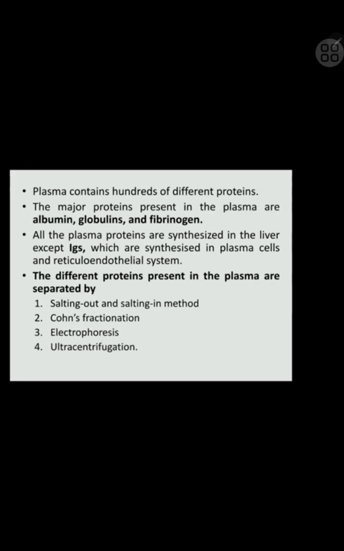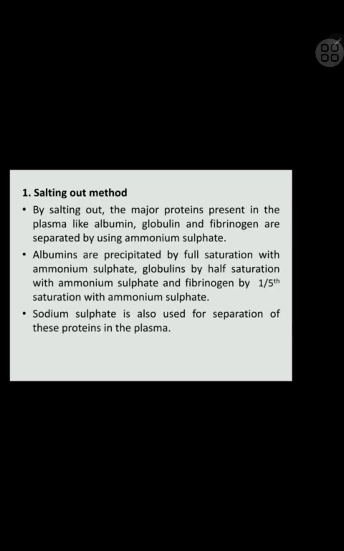Plasma contains hundreds of different proteins. The major proteins present in the plasma are albumin, globulins, and fibrinogen. All the plasma proteins are synthesized in the liver except immunoglobulins, which are synthesized in the plasma cells and reticuloendothelial system. Coming to different methods for separation of plasma proteins: salting out method, cold ethanol fractionation, electrophoresis, and centrifugation, ultracentrifugation.